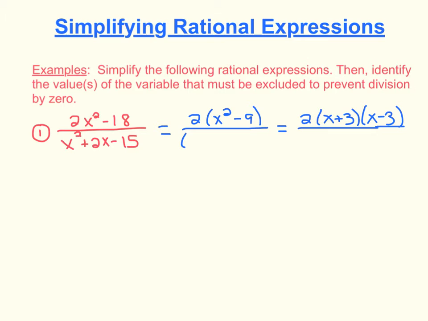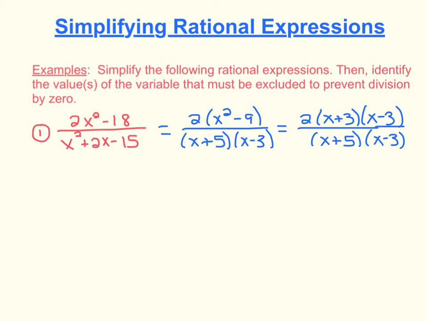Now in the denominator, this is just a basic trinomial. We just want to come up with two numbers that multiply to negative 15 and that add to positive 2. So x plus 5 and x minus 3. Now I'm just going to bring that over here just so we have this written as one fraction. Now that we have terms being multiplied together, on top we have three factors: the 2, the x plus 3, and the x minus 3. In the denominator, we have x plus 5 and x minus 3.